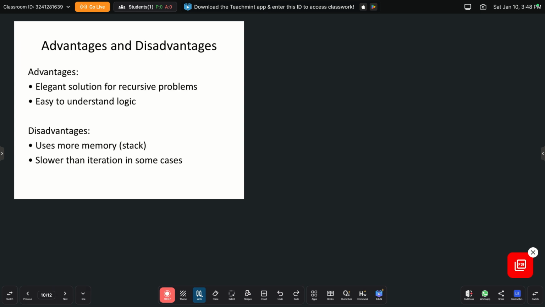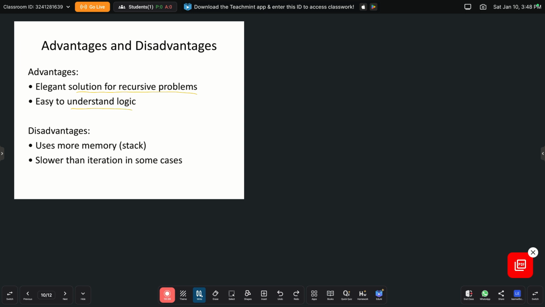Now advantages and disadvantages. This is the elegant solution for the recursive problem. So in most of the problems, as I already told you, like the towers of Hanoi problem and binary search tree traversals, in all these cases we are required to write the code by using recursion. It will be very easy to understand the logic.